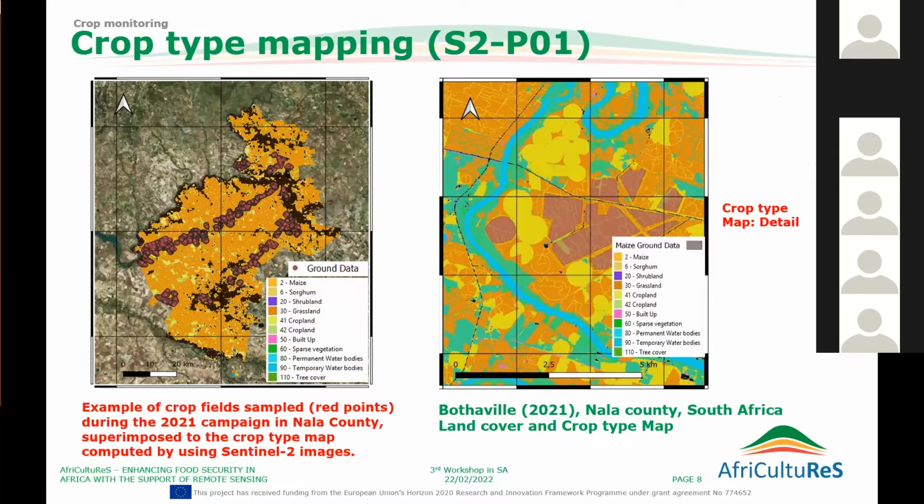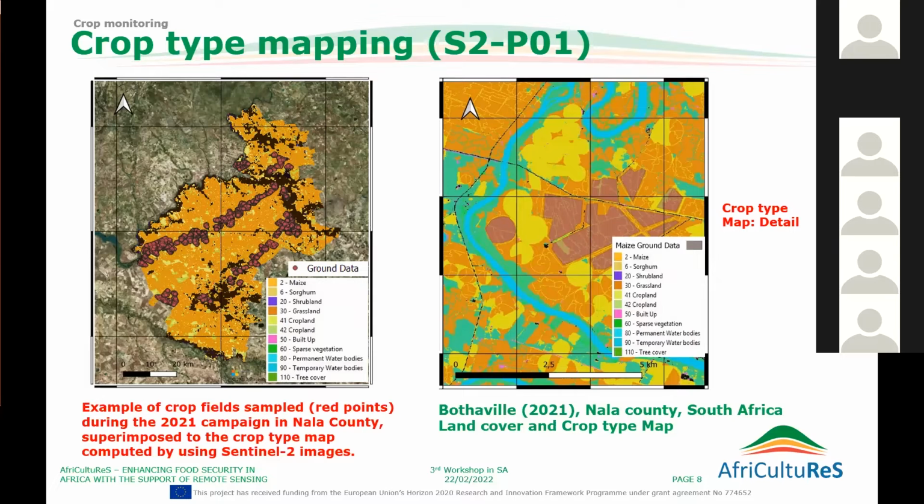Yes, I can. One of the products that we are providing within Africultures is the mapping of the crop. Since it's based on Sentinel-2, it is not covering the whole country, but in this particular case, two specific areas, that is Bothaville and Free State.